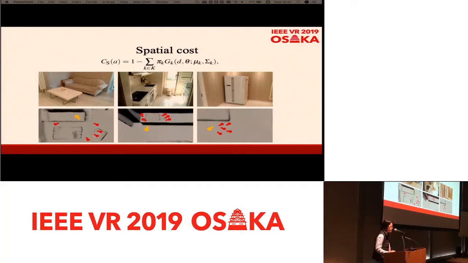For different interaction tasks, the comfortable distance and orientation of the virtual agent could be different. So when we consider the spatial cost, we fit one mixed Gaussian distribution for each interaction task. We invited 30 participants to take part in the user choices data collection.